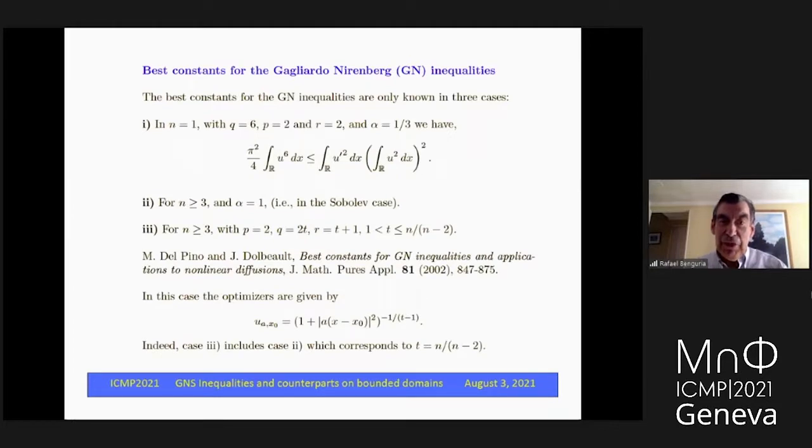For the best constants of the Gagliardo-Nirenberg inequalities, I have a summary here. In dimension one, when the exponent is six, q is six and p is equal to two, there is this inequality with the sharp constant here. In the case alpha equal one, as I said before, for any dimension bigger or equal to three, these are the Sobolev inequalities, and we know a lot about them. For a particular case of these parameters, Manuel Del Pino and Jean Dolbeault proved in 2002 the sharp constant for these inequalities. In their case, as in many other cases, the minimizers are given by this condition here.